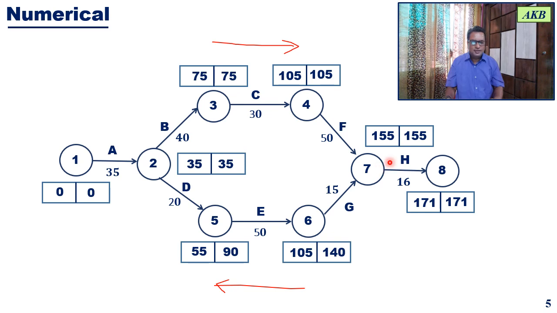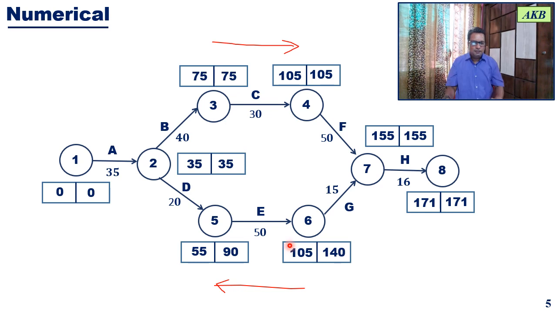So again, let us do the same calculations. The latest event time is 155. So 155 minus the activity duration, which is 50, will give you the latest event time for event 4, and that comes out to be 105. Same case over here for event 6. The latest event time for event 6 will be 155 minus 15, and that comes out to be 140.